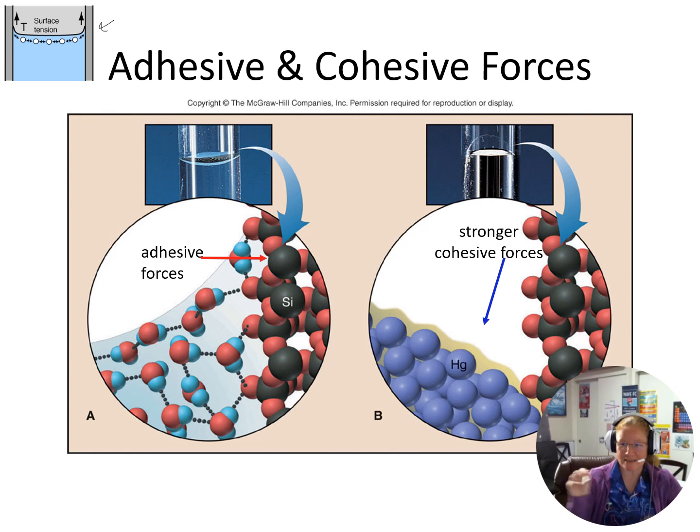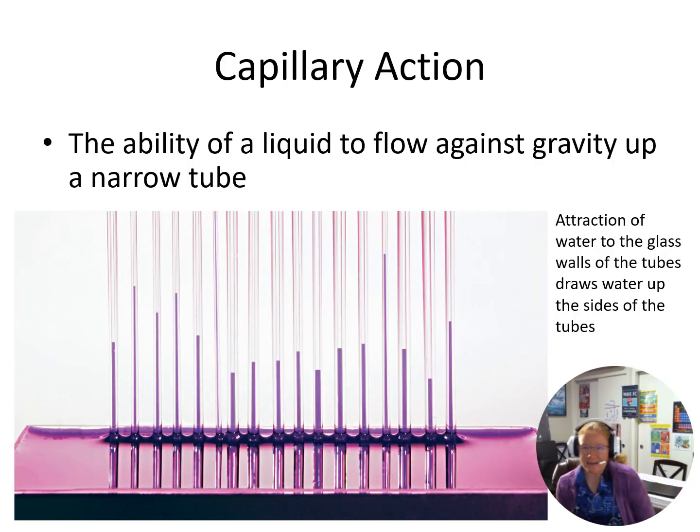Mercury, though, because it's more strongly attracted to itself, instead of going up the test tube, pulls away from the test tube. And so instead of getting a meniscus that is like this, we get something that looks like that instead, because the mercury is pulling away from the sides. Okay, capillary action: because we have that interaction between water and our glass, anything else that's got that attraction, we get those interactions, and so it crawls up the side of the tube.